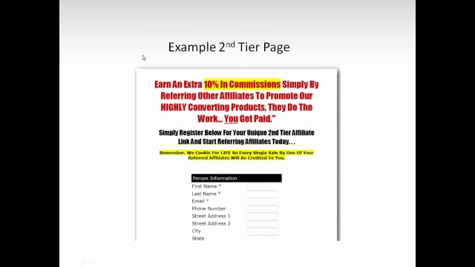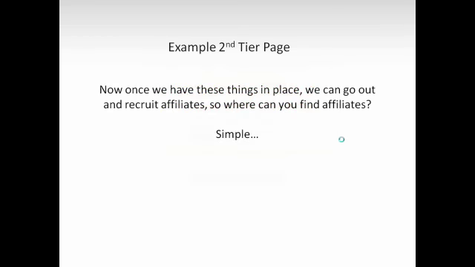So here's an example second tier page that we've got right now. It says, earn an extra 10% in commissions simply by referring other affiliates to promote our highly converting products. They do all the work, you get paid, right? So we got tons of second tier people, right? And hundreds and hundreds and hundreds of people were signing up under this.